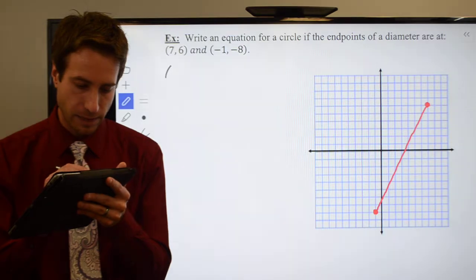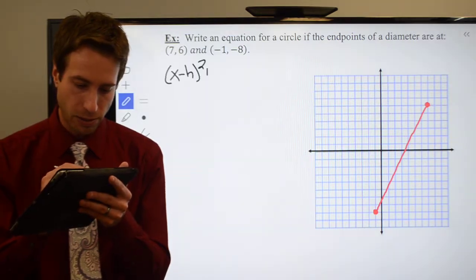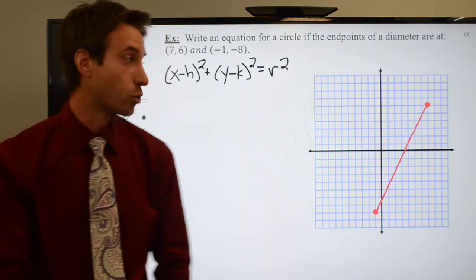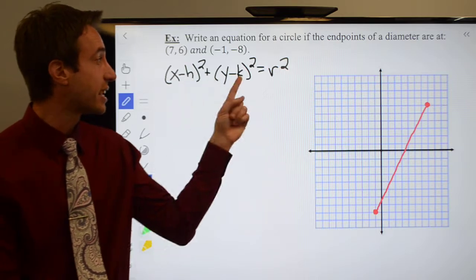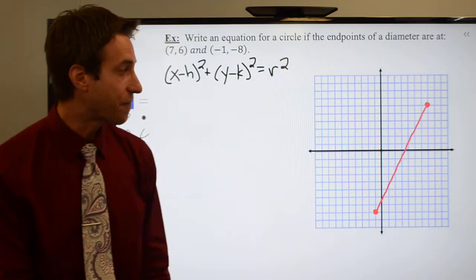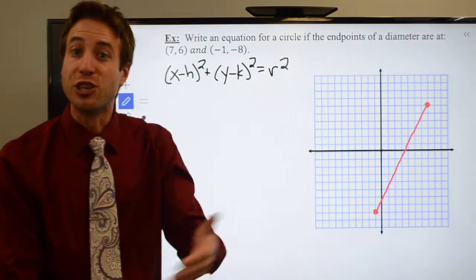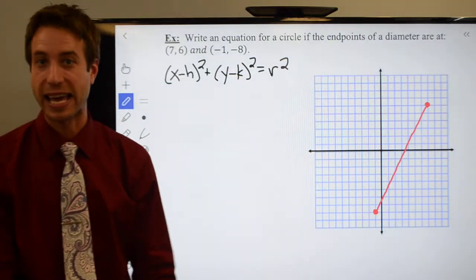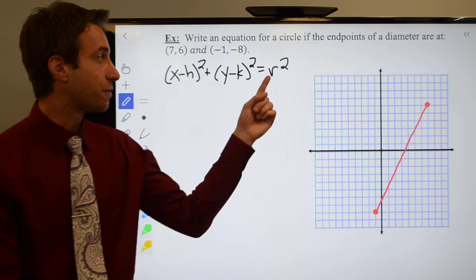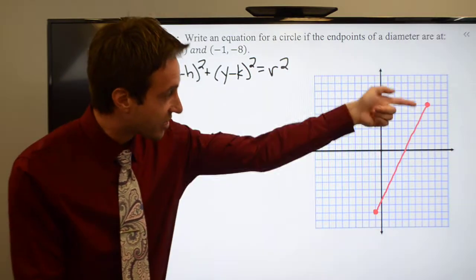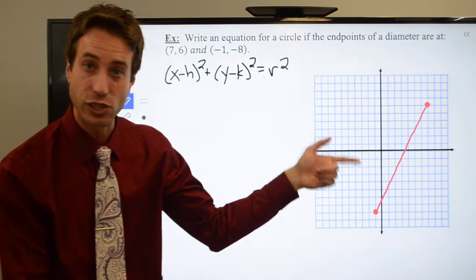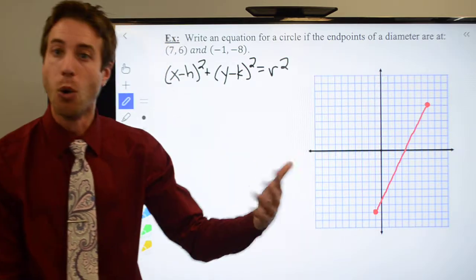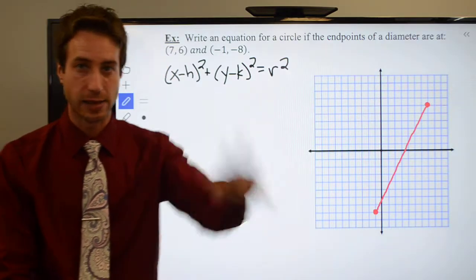Well, in order to write the equation for a circle, remember the circle is (x minus h) squared plus (y minus k) squared is equal to r squared. Here's what I need: I need the center h, k. Well, how can I find the center of 2 points? Use the midpoint formula. The midpoint formula will give me the center of the circle, h and k. We'll do that first. Then, once I know where the center is, I can simply use the distance formula to go from the center out to one of the points to get my radius. Let's jump right into it.